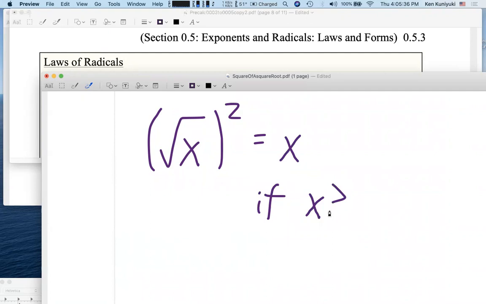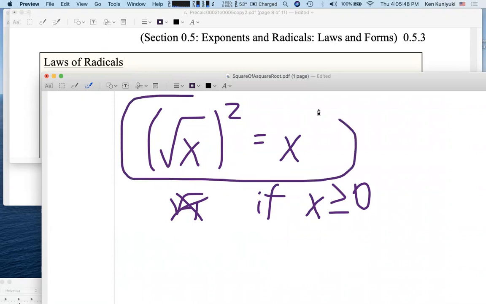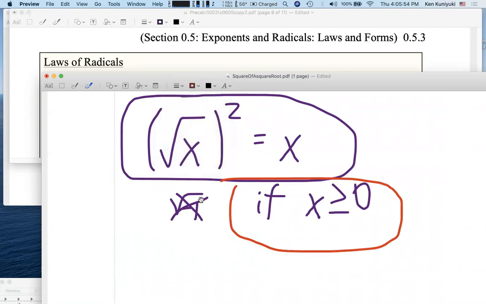Non-negative. Remember, if we have the square root of -1 in there, we're dead right there. Okay, don't mess with that. Don't go there. All right, so the square of the square root of x is x. That does work out, provided that x is non-negative.